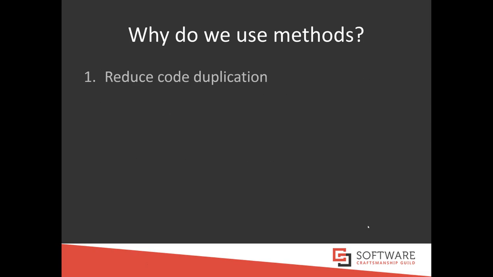Why do we use methods? Well, there's a lot of reasons. The first is to reduce code duplication. If we have a block of code we want to use many times throughout the program in many different places, putting it inside a method and calling the method allows us to have all that code in one spot where it can be reused. If we didn't have a method, we would have to repeat our logic all throughout our code. And then if we ever wanted to make a change, we'd have to go to every single spot in the code and make the change. This would be a lot of work.